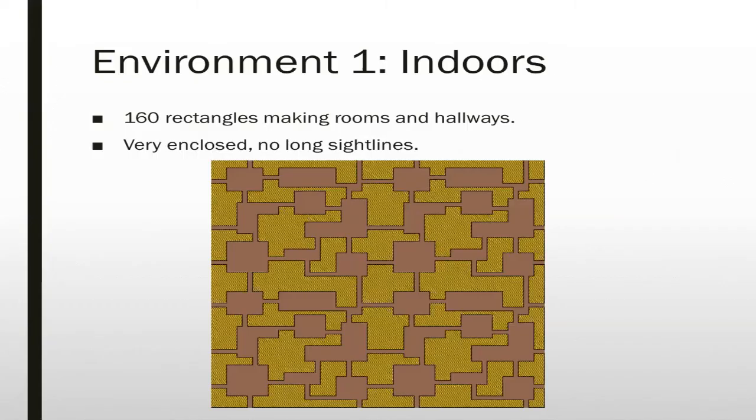The first environment uses 160 rectangles to simulate a large indoors environment with various rooms and hallways. Importantly, this environment is very enclosed. There are no long sight lines, so the number of visible cells should be low. We should expect this to be a very good scenario for recursive shadow casting.